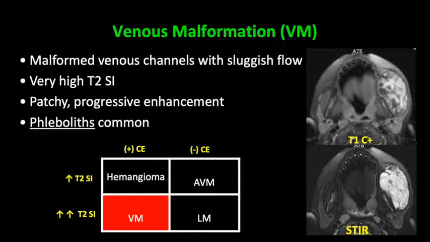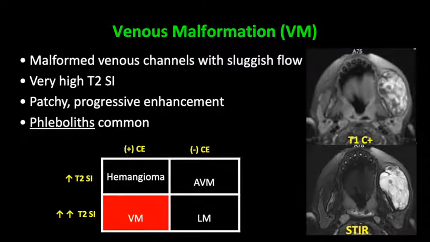So let's start with the venous malformation, and these are really quite common. And once you know what they look like, you'll find these incidentally on imaging studies done for completely unrelated indications. So these are malformed venous channels, and they have very sluggish flow. So these are not cellular tumors, and they will typically give you very high T2 signal intensity. They don't have all that cellular content to give you a somewhat more solid appearance.